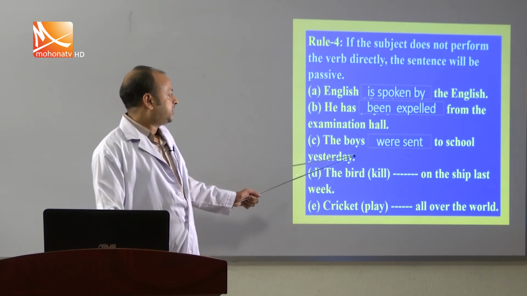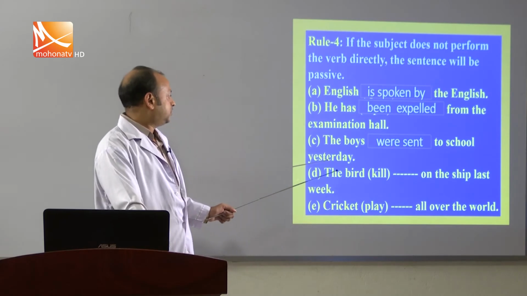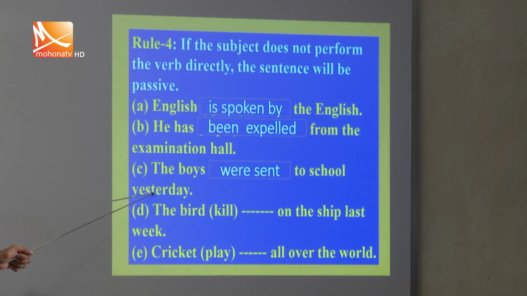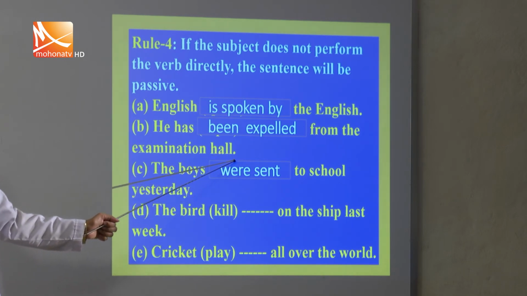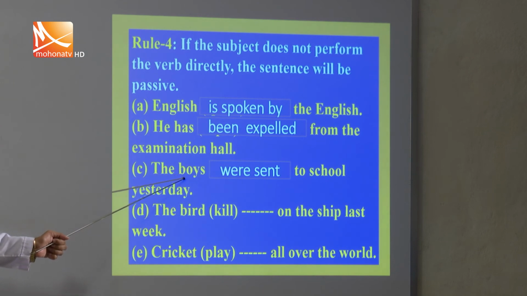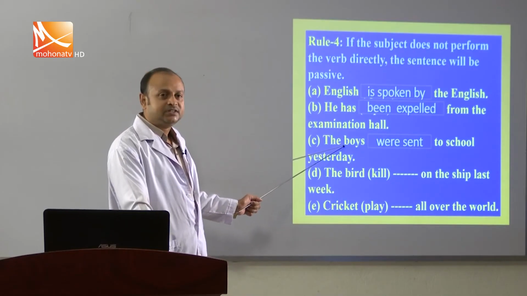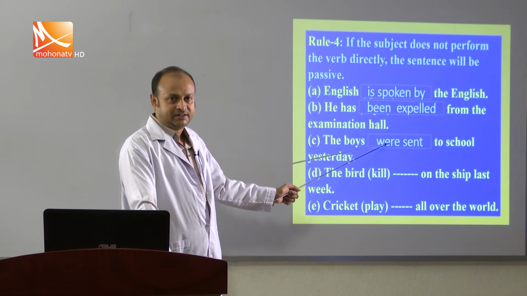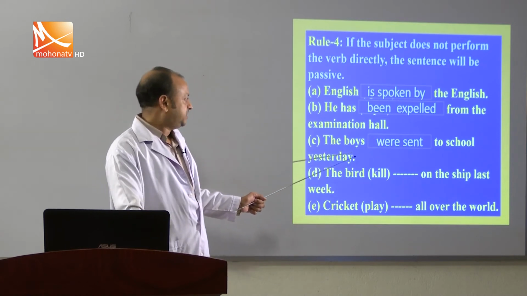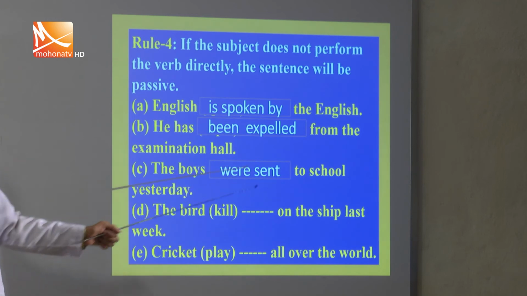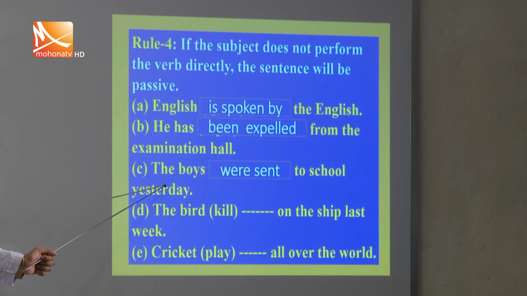Our next example, the boys were sent to school yesterday. Yesterday is a past indicating word. So, between was or were, as the subject is plural boys, we have taken here were. If the subject would be singular, we could take here was. So, to make passive in right form of verbs, the boys were sent to school yesterday, because yesterday is a past indicating word.